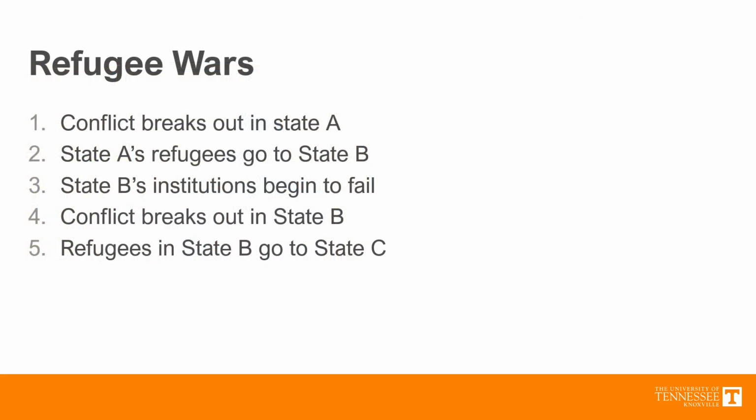But that's what kicks off, and if you've been in my RR class, you've heard this before, refugee wars, or we'll call it conflict contagion. It's where conflict will break out in state A, refugees go to state B, state B's institutions begin to fail because they can't handle that many people. Conflict breaks out in state B, refugees in state B go to state C, again, and again, and again. So like dominoes almost. Or that's why we use the term conflict contagion, because it spreads like a virus.